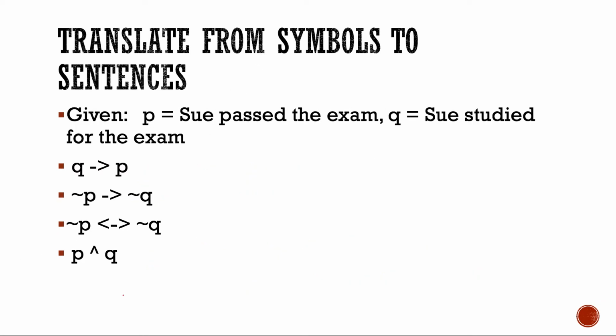We're going to try a different example. So this time, we're going to have the P being that Sue passed the exam, and the Q being that Sue studied for the exam. So the first one, again, is an if-then statement. So the if goes with the first letter. So in this case, it's going to be if Q. So my Q is Sue studied for the exam. So I'm going to write if Sue studied for the exam, then, and the then part is the P. So Sue passed the exam.